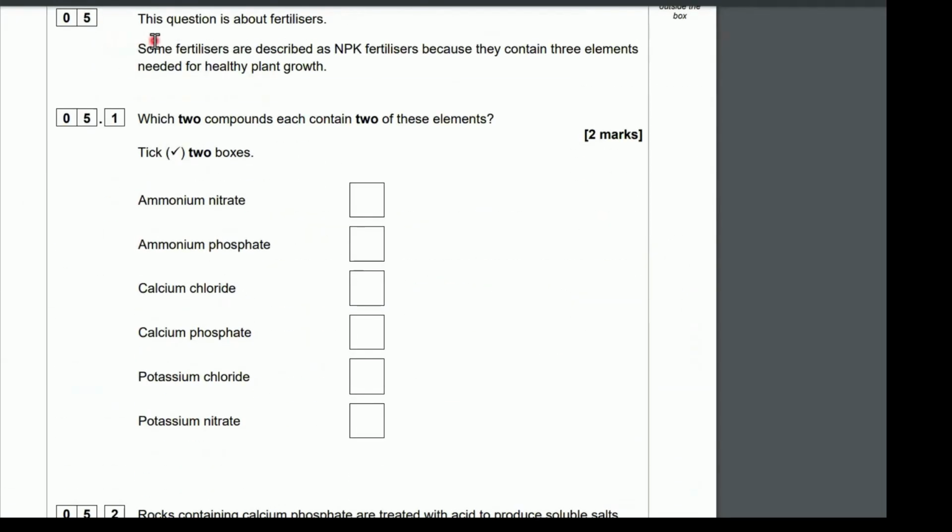Question 5. We're halfway, peeps. This question is about fertilizers. Some fertilizers are described as NPK fertilizers because they contain 3 elements needed for healthy plant growth. Which 2 compounds each contain 2 of these elements? So NPK, first of all, you want to be asking yourself, what does NPK stand for? In the periodic table, you can find out. N is nitrogen. P is phosphorus. And K, you know, it's an alkali metal, it's potassium.